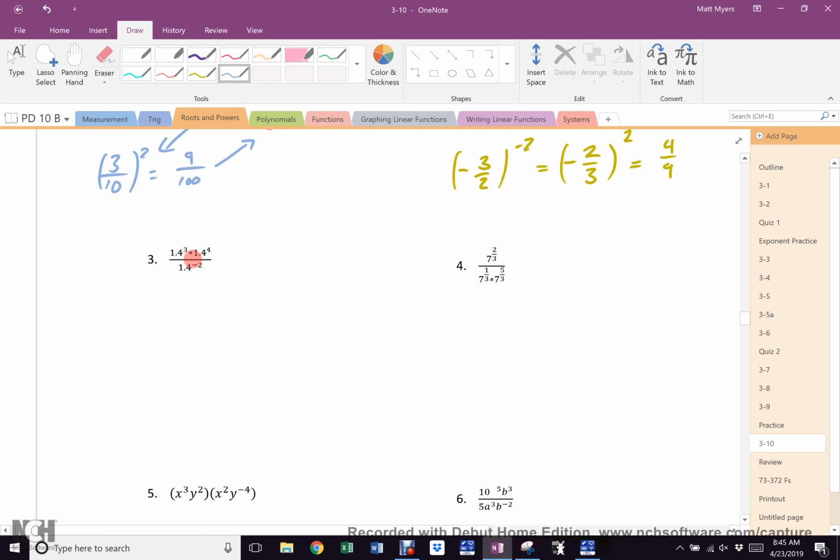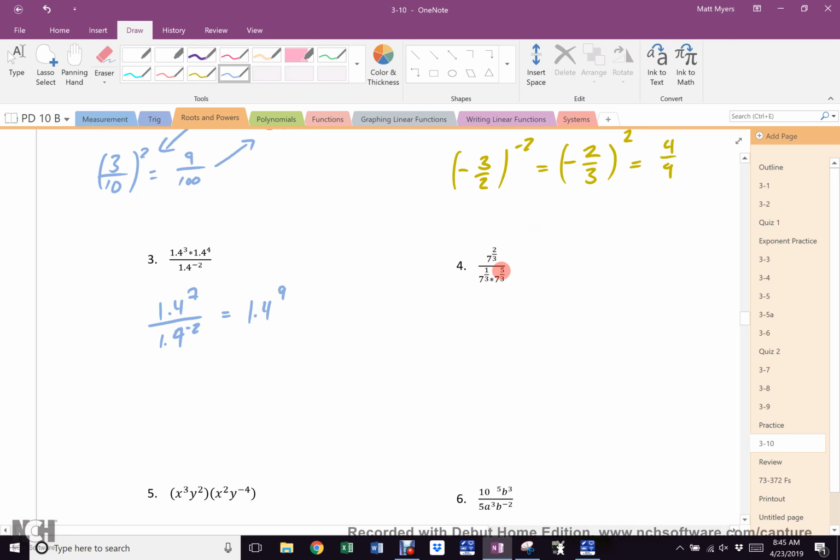Do the top first to get what? 1.4 to the 7th over? You're going to subtract them. Okay, what's the answer? To the 9th. Now, I said no calculator. Do I really expect you to do 1.4 times itself 9 times? No, because that's a pretty big number. You're going to be off the hook.